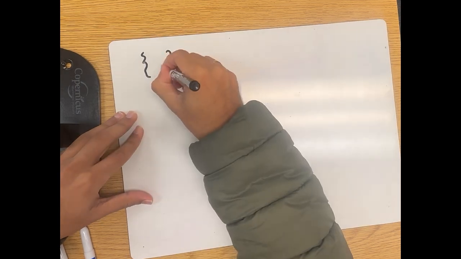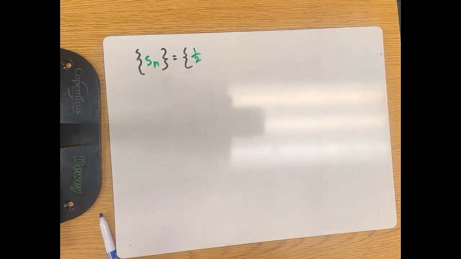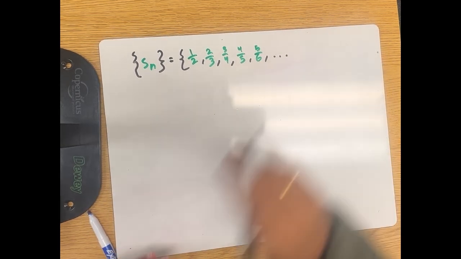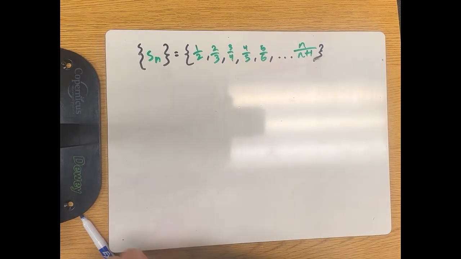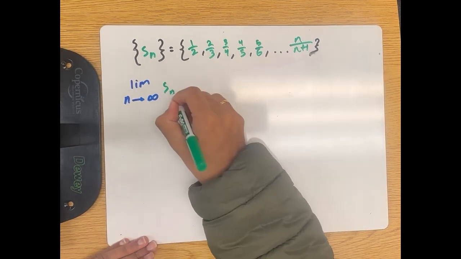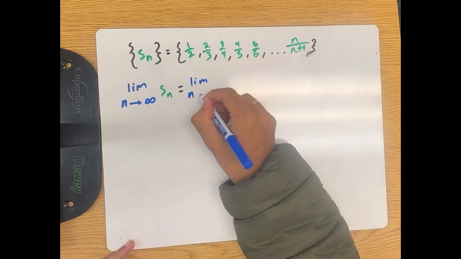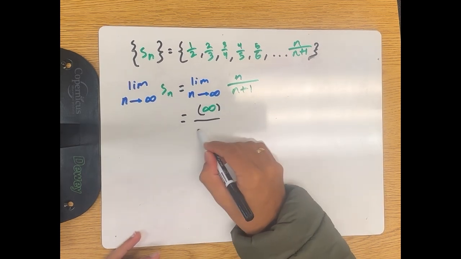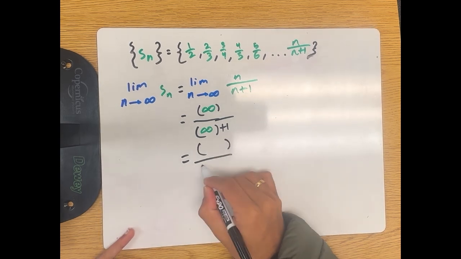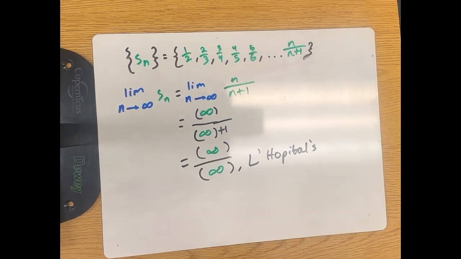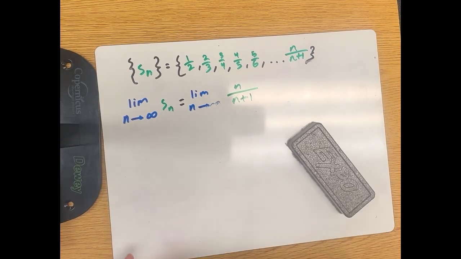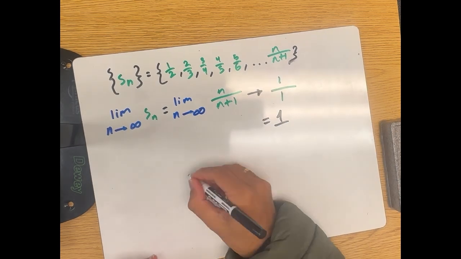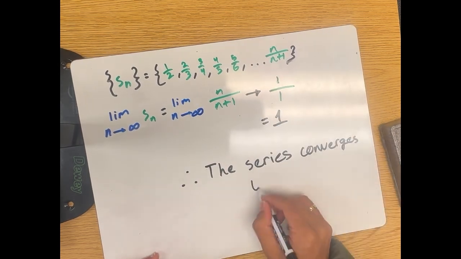So with our partial sum sequence, s sub n equals 1 half, 2/3, 3/4, 4/5, 5/6, and so on, all the way to n over n plus 1, we take the limit as n approaches infinity of s sub n, which is the same as taking the limit as n goes to infinity of n over n plus 1. If we directly plug in, we get an indeterminate form, so we have to use L'Hopital's rule. We take the derivative of the numerator and denominator, and that gives us 1 over 1, which simplifies to 1. So therefore, the series converges to 1.